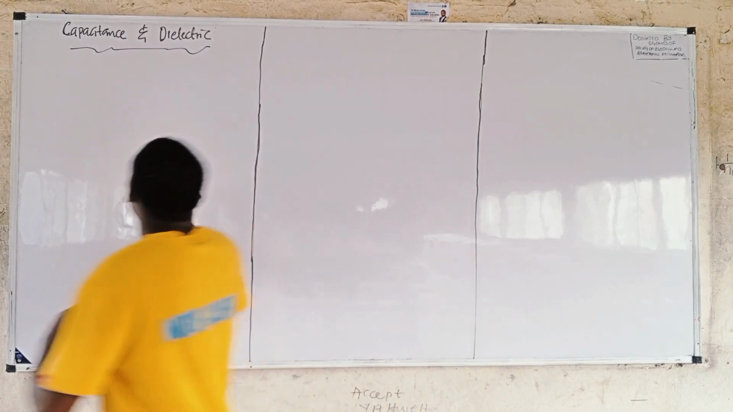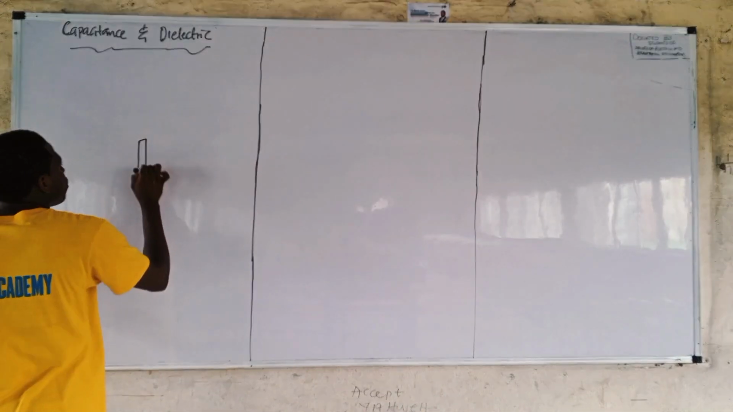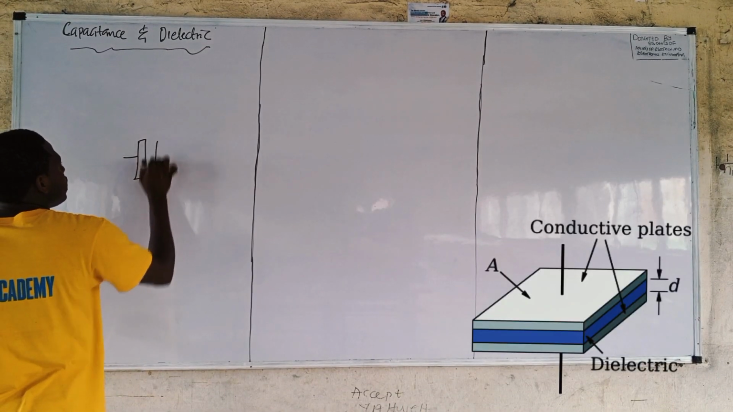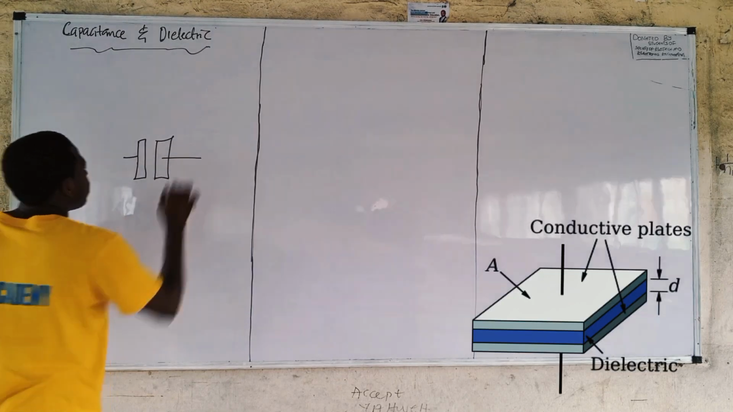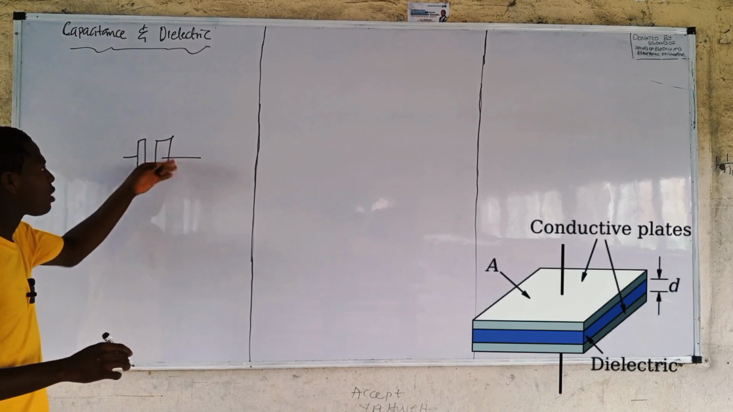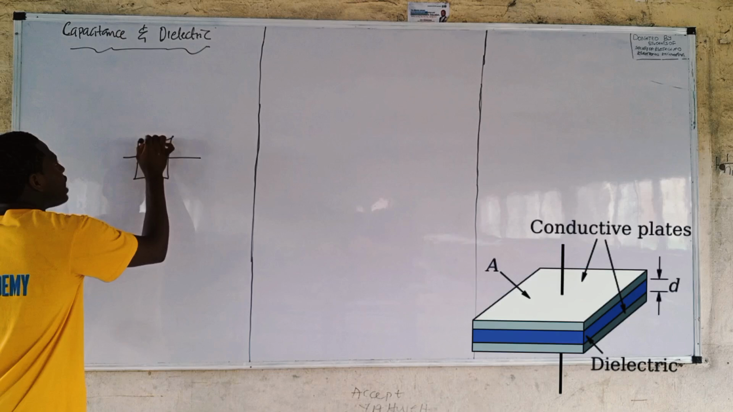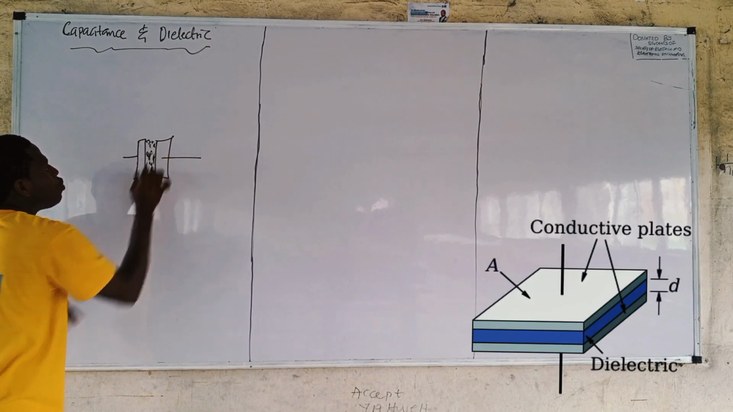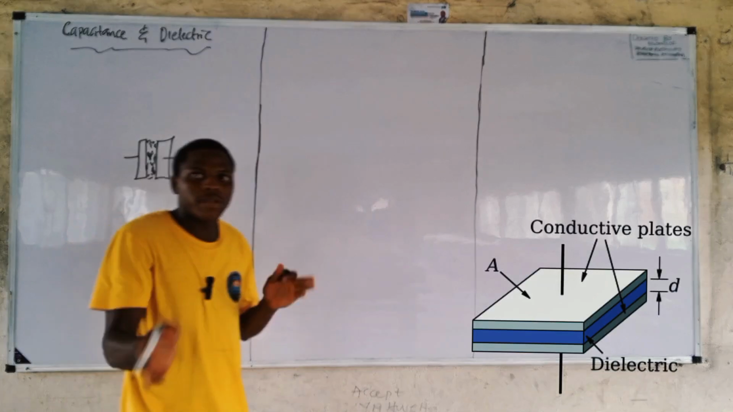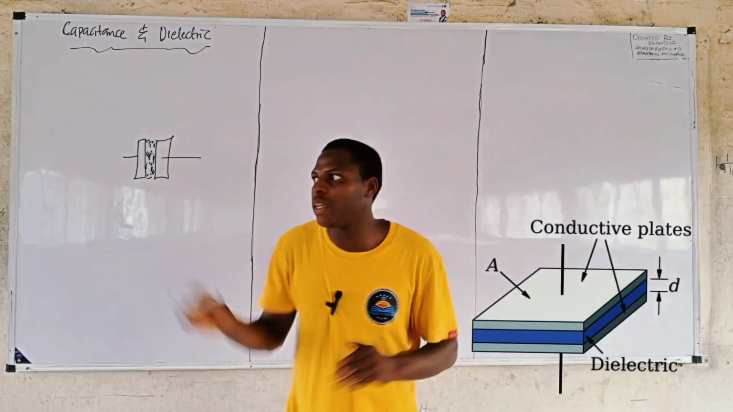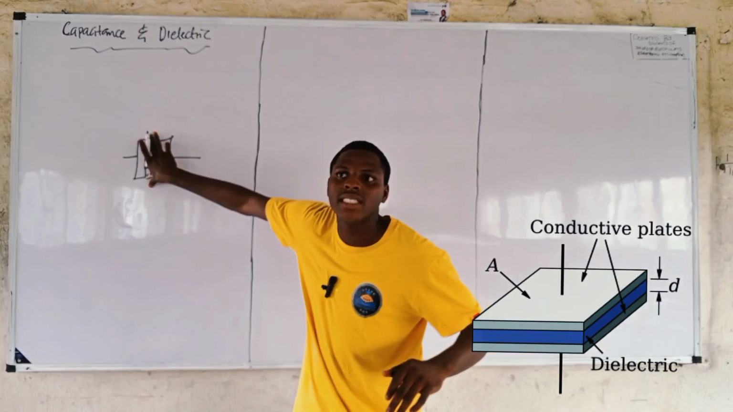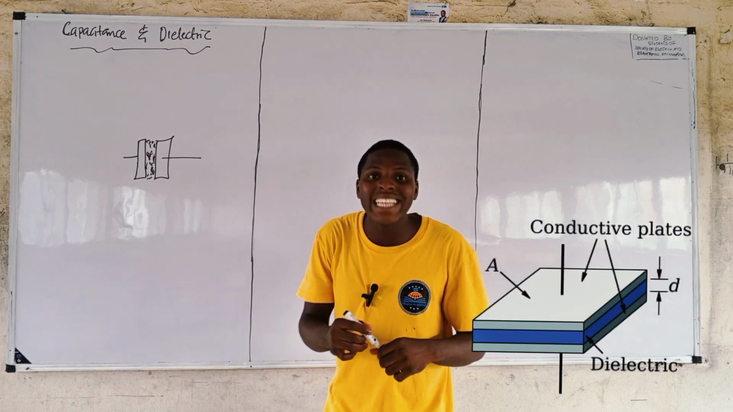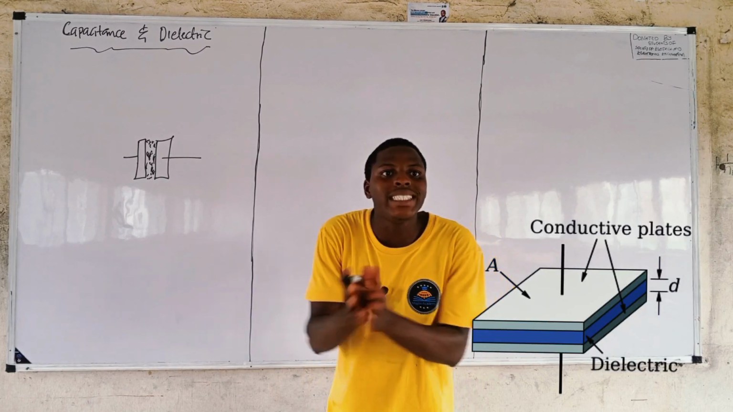So basically, let's say this is our capacitor. This is our first plate. This is our second plate. Now you can see something at the middle here. There is a distance, a space between the two plates. Now, what is that space? This space here contains what we call the insulator, or an insulating material.